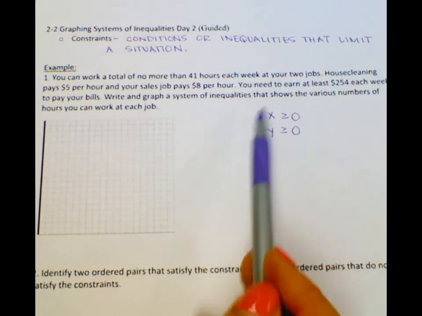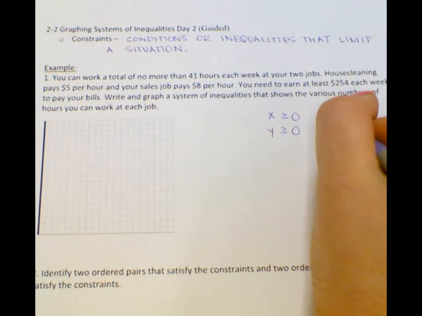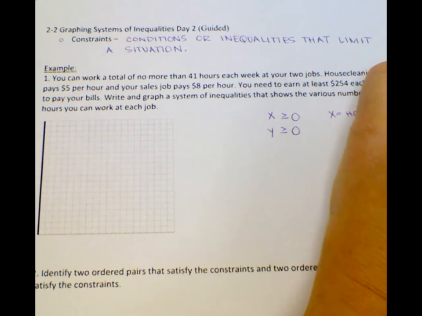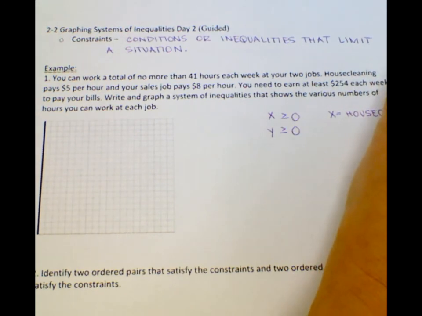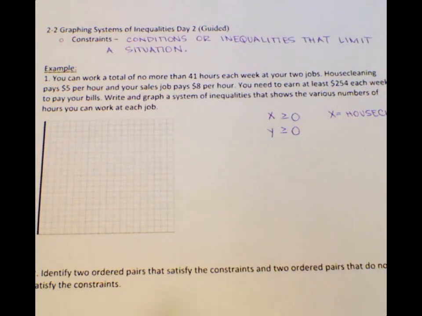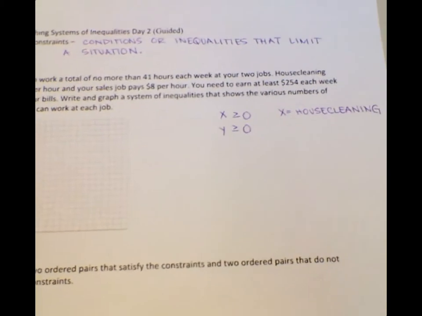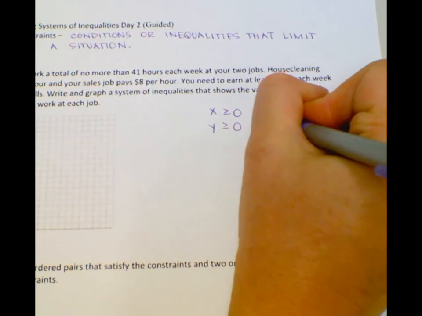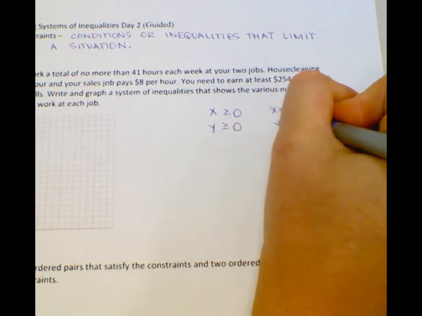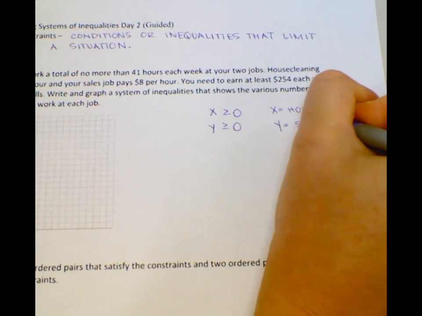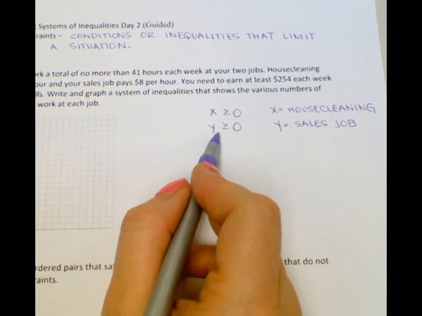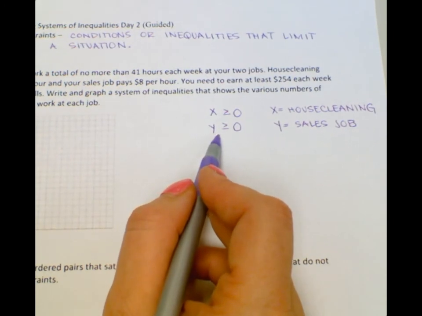So again, let's look at these constraints. If x is house cleaning, are you going to work a negative amount of hours on house cleaning? No, you're not. So that's why we have to limit to the first quadrant. Same with y, your sales job. Are you going to work a negative amount during your sales job? No. Again, that's why we limit y to the first quadrant.